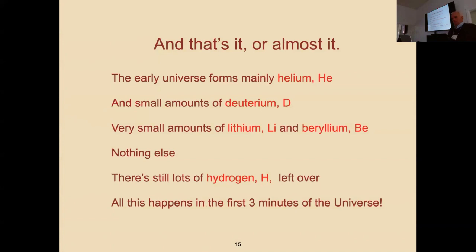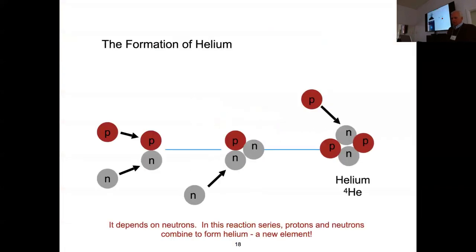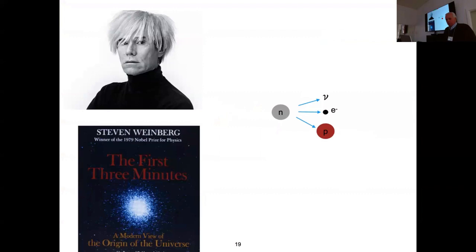The early universe forms mainly helium, small amounts of deuterium. Let's see, the deuterium gets reacted and very tiny amounts of lithium, and some people think beryllium, and nothing else. So there's lots and lots of hydrogen left over. And all this happens in the first 3 minutes. Steve Weinberg wrote a really good book, The First 3 Minutes, where he describes all these events in the early universe.